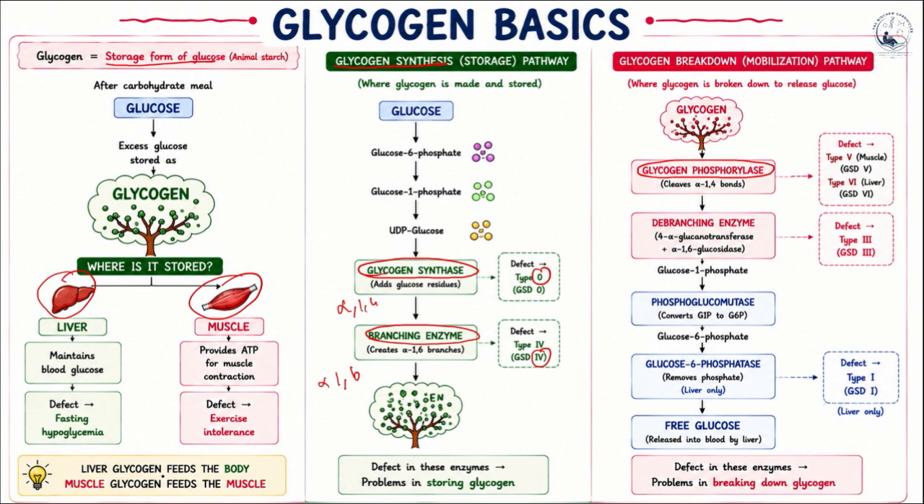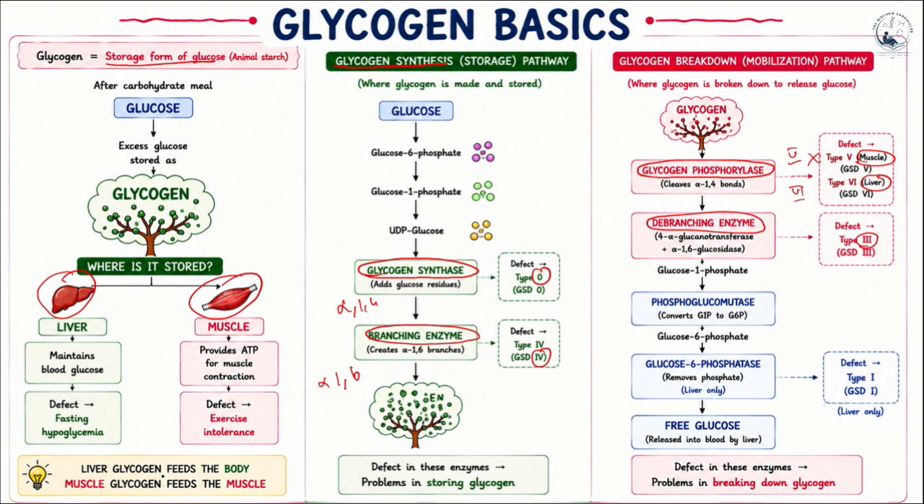So this glycogen phosphorylase has two isoforms, a muscle and a liver. When the muscle is defective, it is type 5, and when the liver is defective, it is type 6 glycogen storage disorder. So we saw that there are branches in the glycogen synthesis, right? So we need to break them. So we have a debranching enzyme, and the defect of this is type 3 glycogen storage disorder.